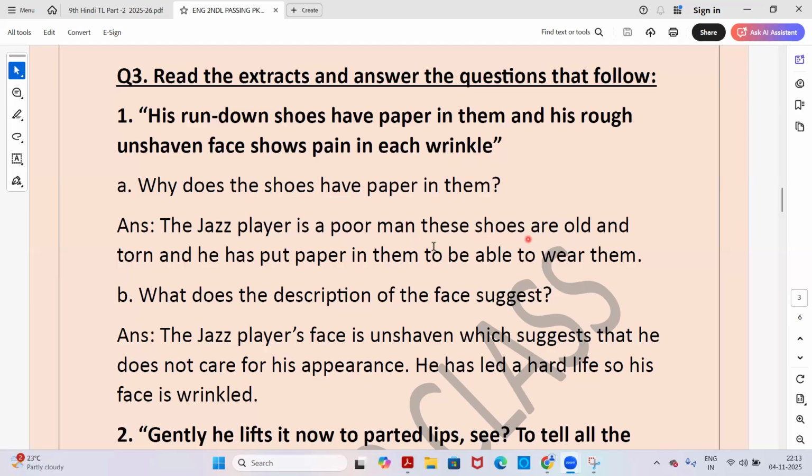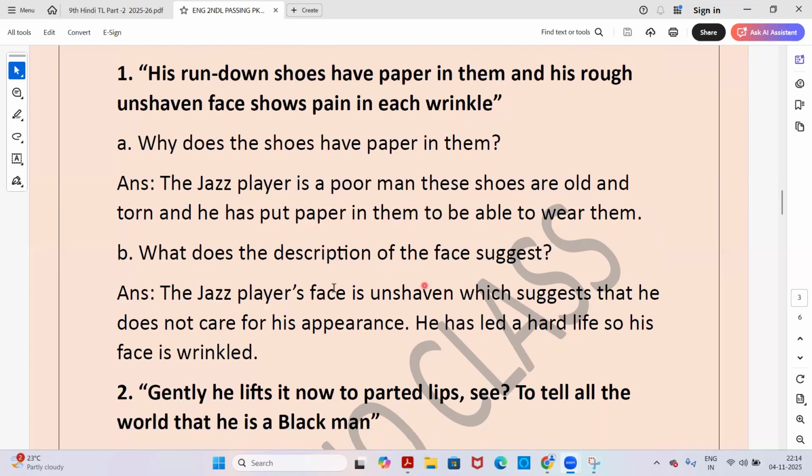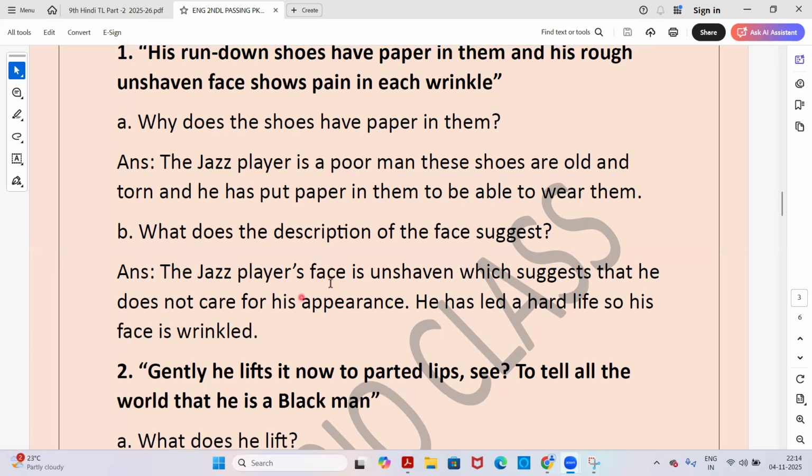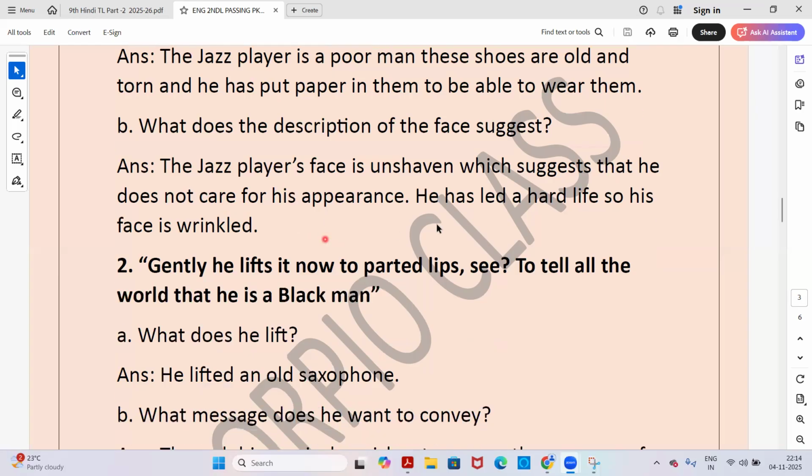These shoes are old and torn, and he has put paper in them to be able to wear them. Okay. Next question two under this extract is what does the description of the face suggest? Answer. The jazz player's face is unshaven, which suggests that he does not care for his appearance. He has led a hard life, so his face is wrinkled.